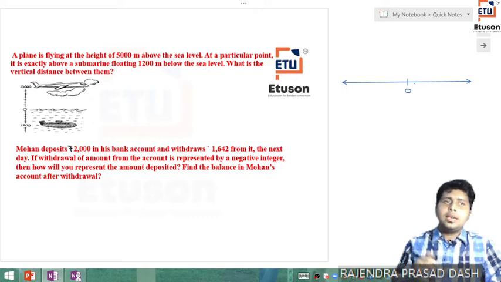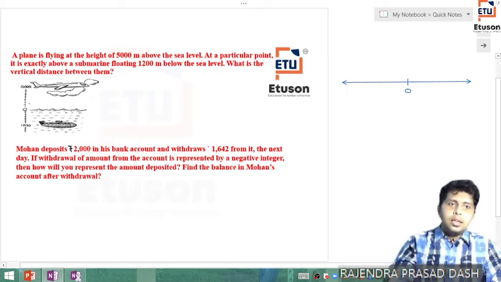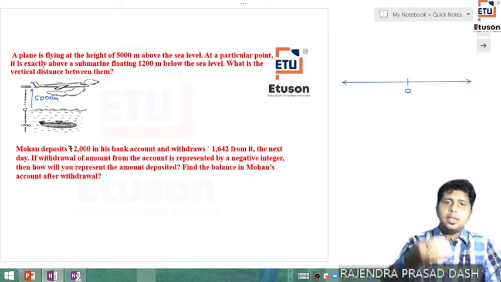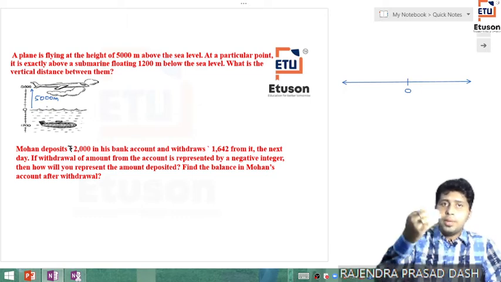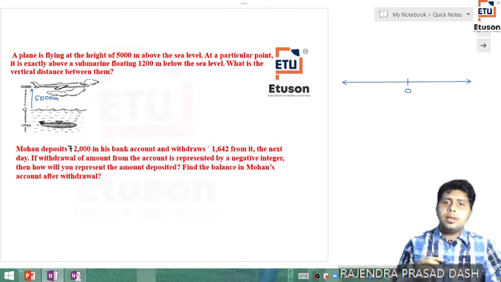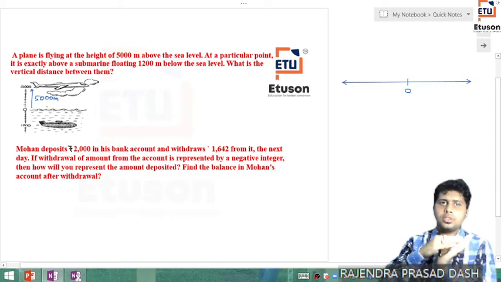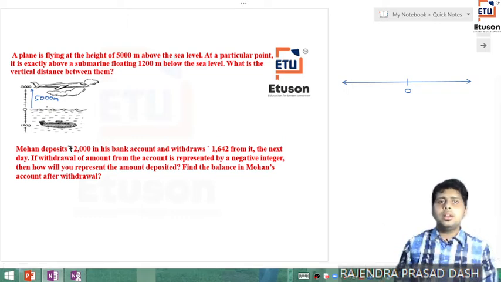So I can say the height from the sea level is 5000 meters, as the height is above the sea level. The submarine is below the sea level, and I have already told you that below the sea level we have to take negative, because if we are taking the upward portion as positive, we have to take the downward portion as negative.